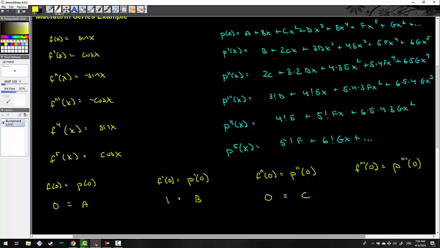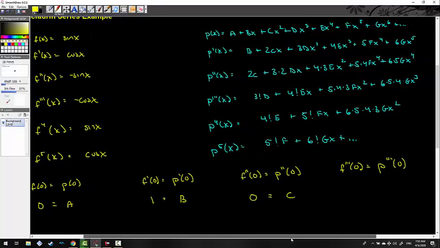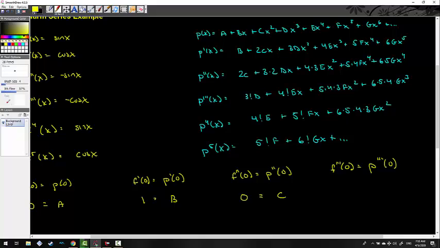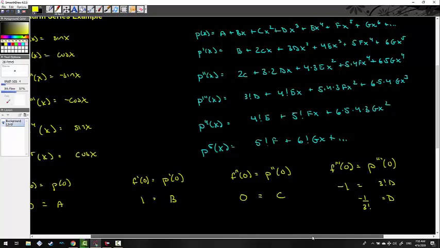Now, before you jump too far ahead and say, oh, I notice a pattern, it's going 0, 1, 0, 1, 0, 1, unfortunately, the third derivative doesn't quite follow that pattern. The third derivative has us plugging 0 into negative cosine. So we get negative 1 equaling the p triple prime, which becomes 3 factorial d. Remember, we're solving for a, b, c, and d here. So d actually equals negative 1 over 3 factorial. So please don't fall into a trap pattern of going, oh, yeah, it's 0, 1, 0, 1, 0, 1. This time it's not going to work out that way.